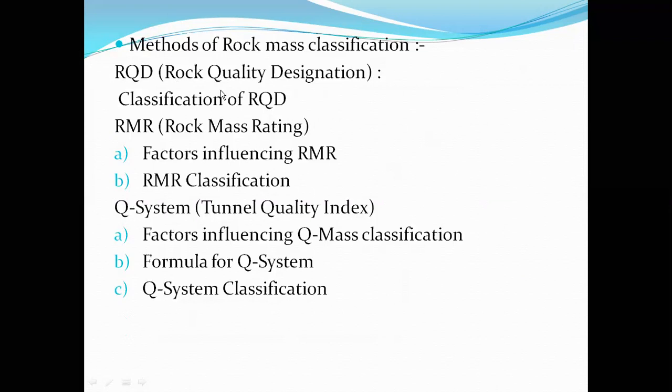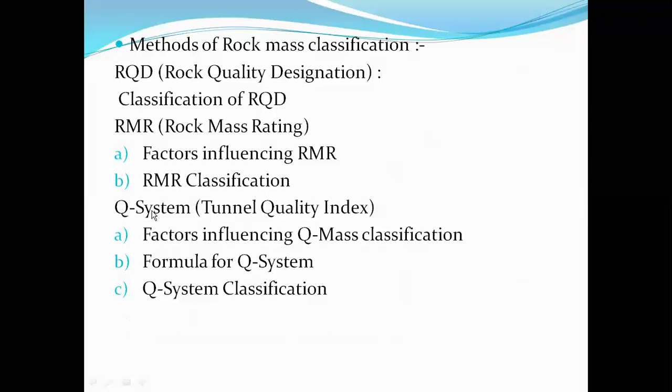One is RQD. RQD is nothing but rock quality designation. Next, what is the classification of RQD? Then we'll be discussing rock mass rating, RMR, and the factors that influence RMR. Then we'll discuss the RMR classification.